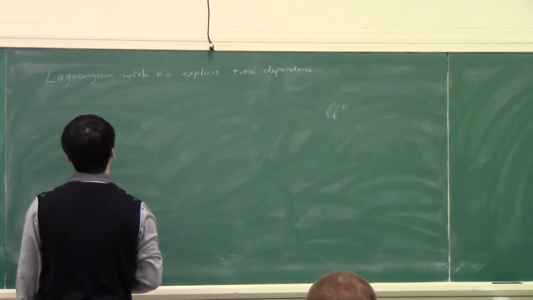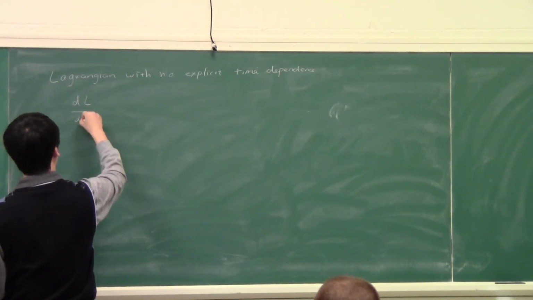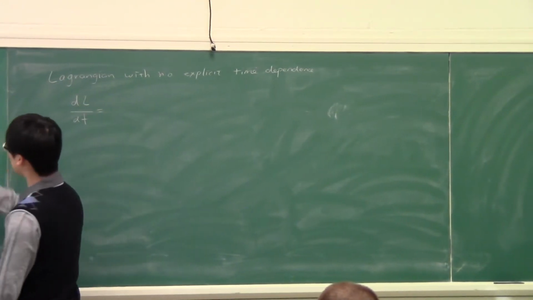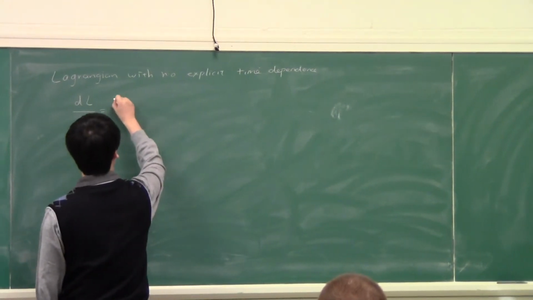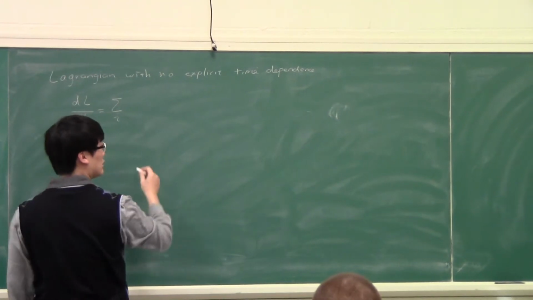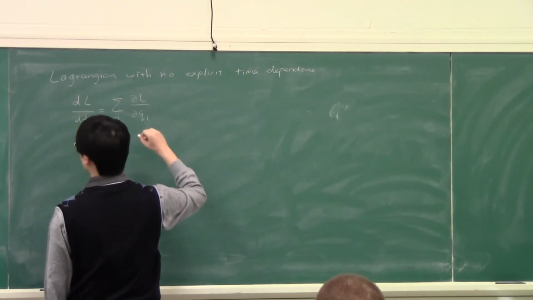So let's consider no explicit time dependence. Then let's consider the total time derivative of the Lagrangian. Since there's no explicit time dependence, we're going to just have this. And I'll explain this notation further because there was some confusion from last time.